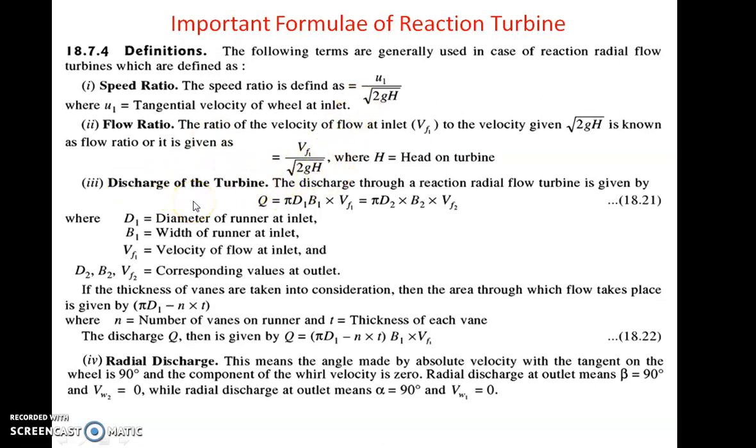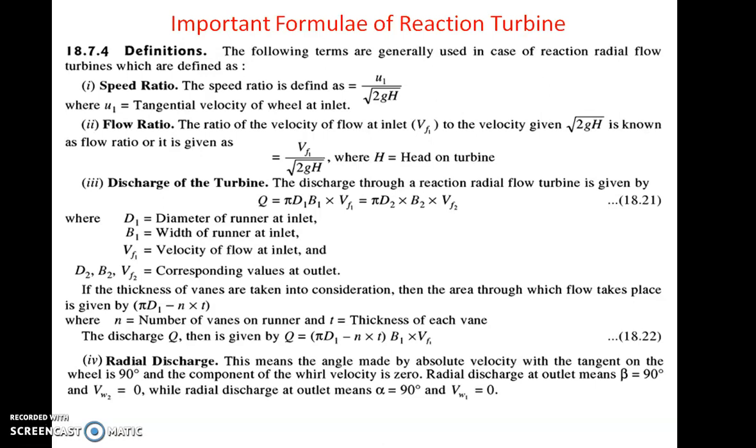Discharge of the turbine, if you remember, in case of impulse turbine, it was given by pi by 4 d square into V1. V1 was the velocity of the jet coming out of the nozzle. Now here there is no jet, so you can't take pi by 4 d square into V1. You have to take the area through which the flow is taking place. So area will not be pi by 4 d square.